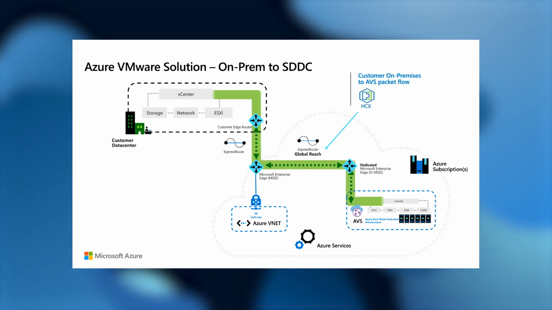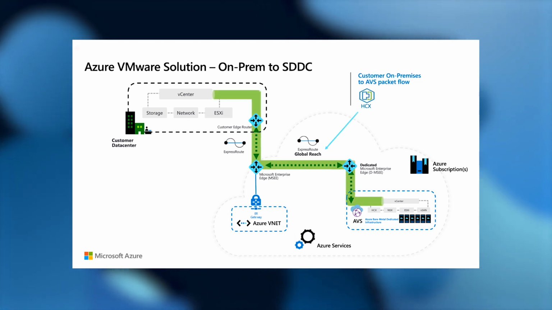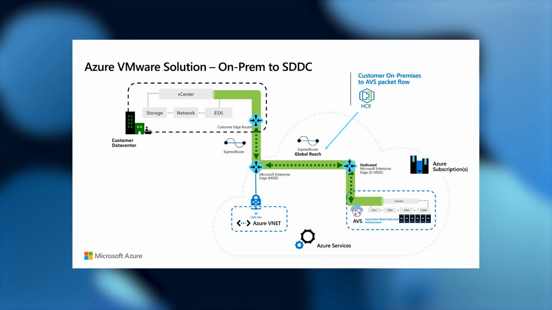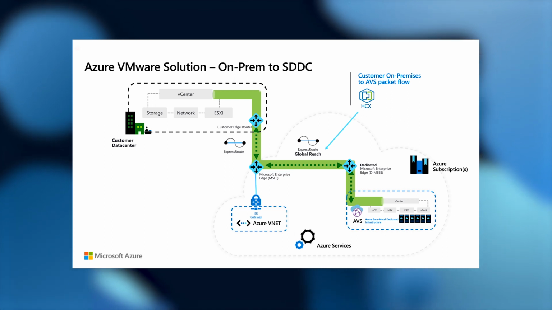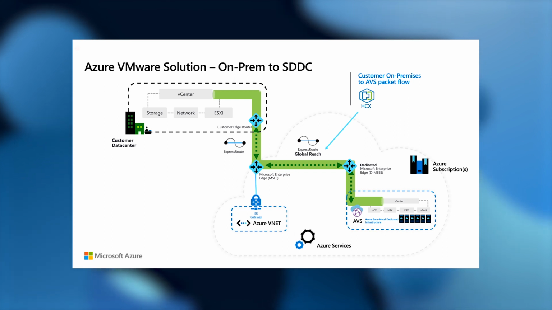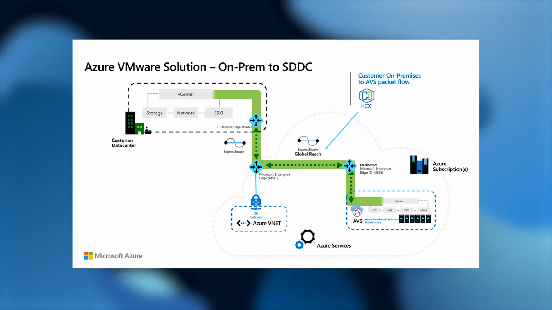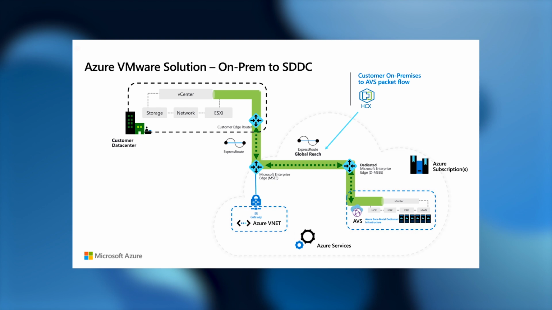And finally, you can use HCX on both sides to pair the two sites, to pair the two SDDCs, and migrate your workloads from on-premises to AVS or the other way around. Like I said earlier, AVS comes pre-provisioned with vCenter, ESXi, NSX Manager, and HCX Manager. So this is how your traffic flow is going to look when you're coming from on-premises to AVS, or when you're migrating a VM from AVS to the on-premises environment.